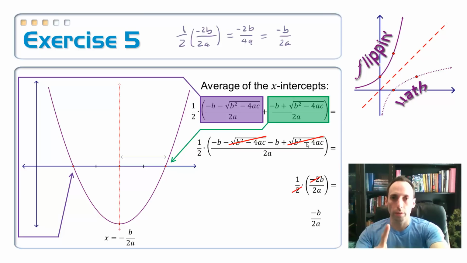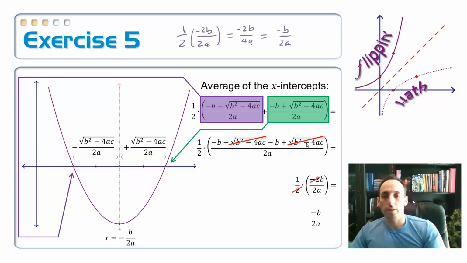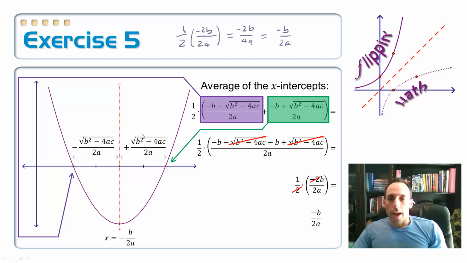Oh, wait. Before I do that, though, take a look at this. This negative b over 2a, if I go to the right a little bit, I get one x-intercept. If I go to the left a little bit, I get the other x-intercept. And notice exactly how much I'm going to the right is the second part of the quadratic formula. How much I'm going to the left is the second part of the quadratic formula. Okay, so that was worth taking a little break for.